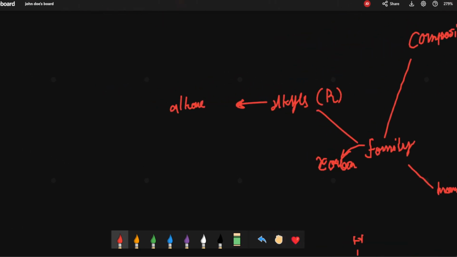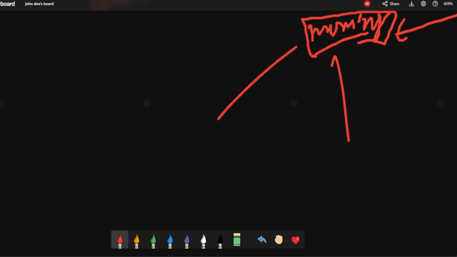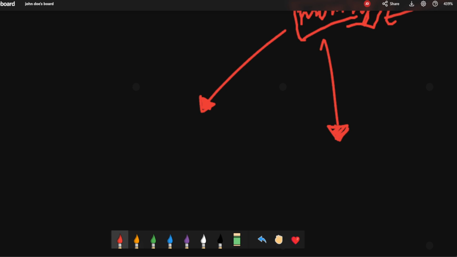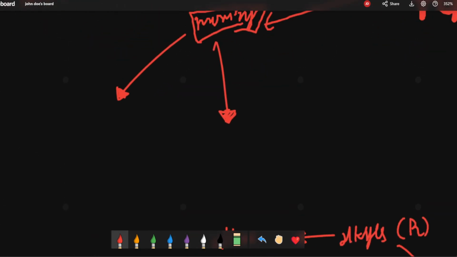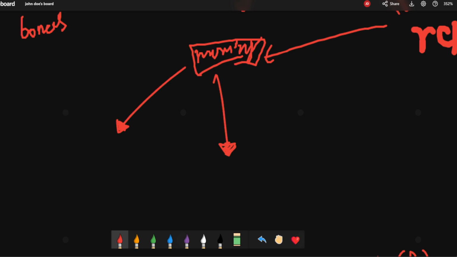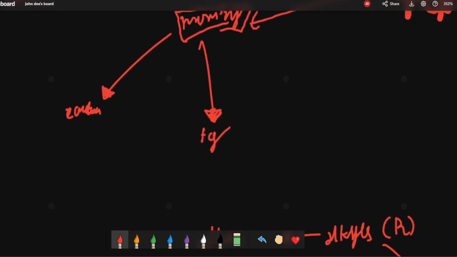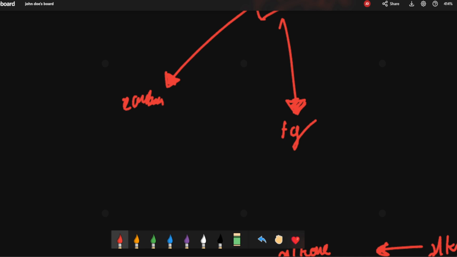Now, the thing with the naming nomenclature system is that you have to understand that there is the functional group part and the homologous series part. The number of carbons, and this is basically all of it. Simple.